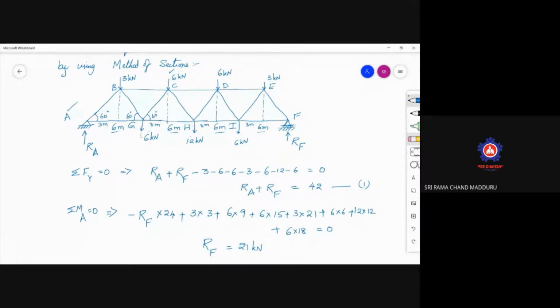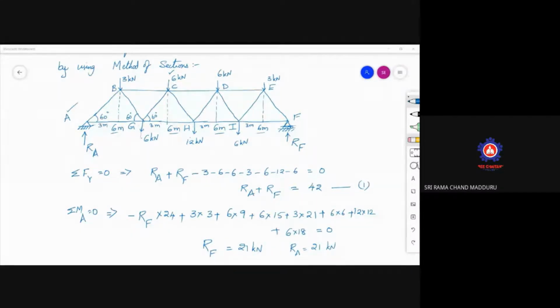Here RF value is 21 kilonewtons. Substitute in the above equation, then RA will also be 21 kilonewtons. The other way you can understand is that the entire truss is symmetrical, so half of the load will be carried by the left support and half by the right support. So the load to be carried by each support is 21 kilonewtons. Is it fine? Did you get the answer?